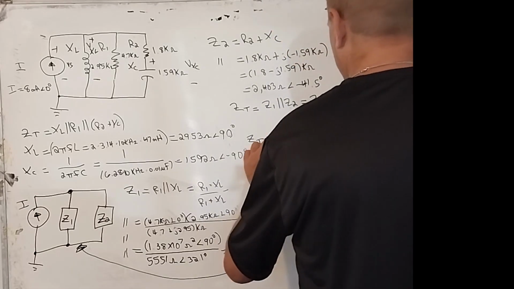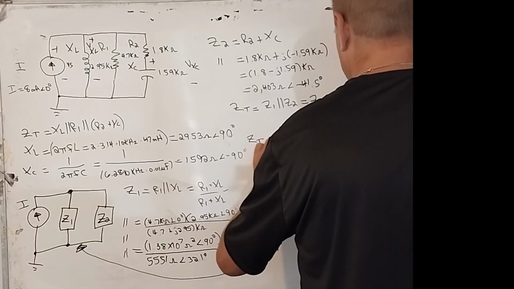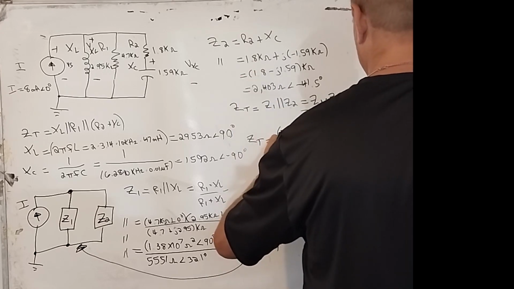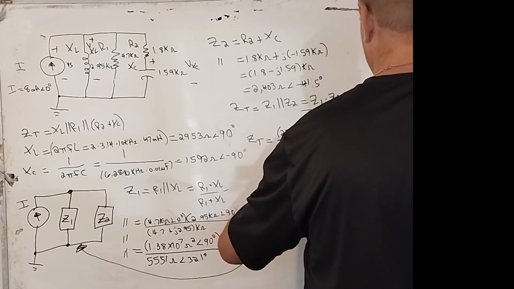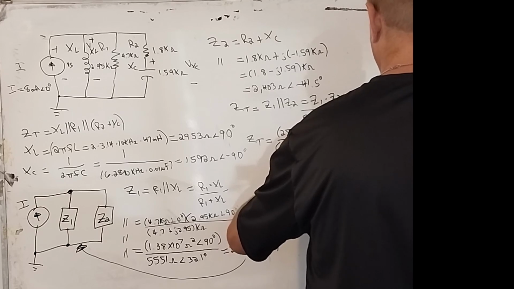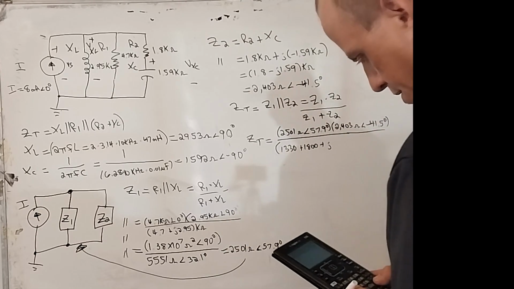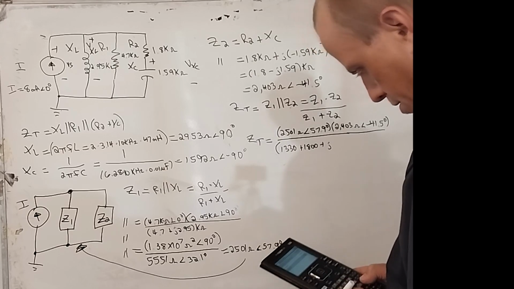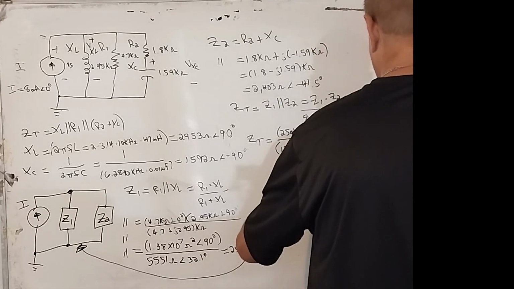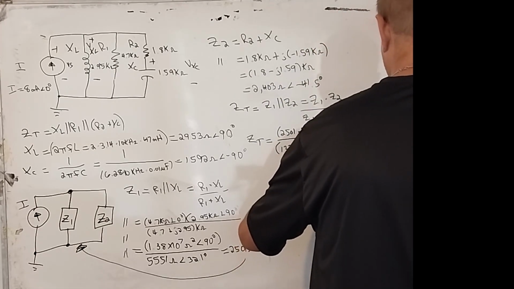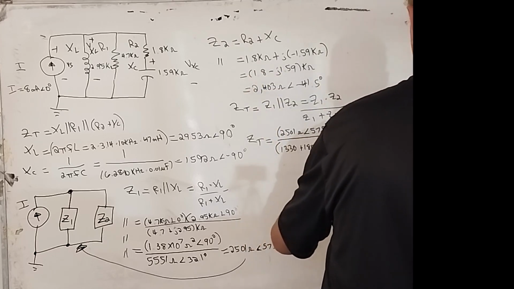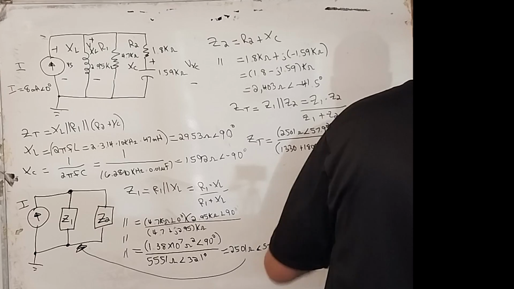All right, and then here we've got 1330 plus the 1800 plus J of, well, let's do that as value A times the sine of B, 2117 minus 1592 from here. And that's all in ohms.